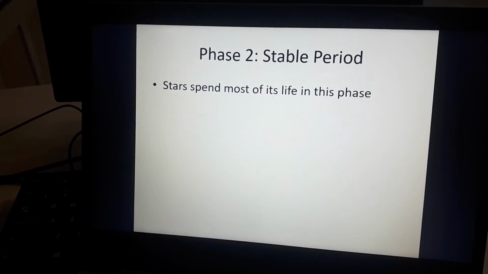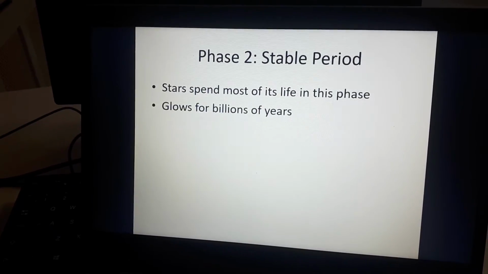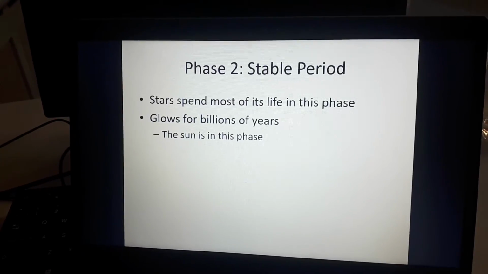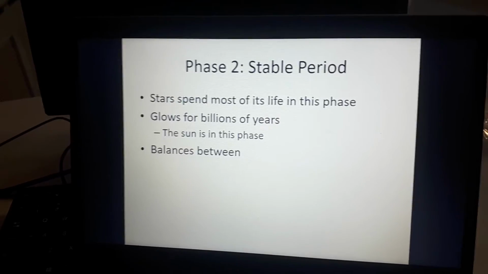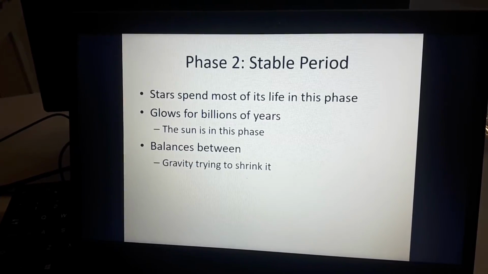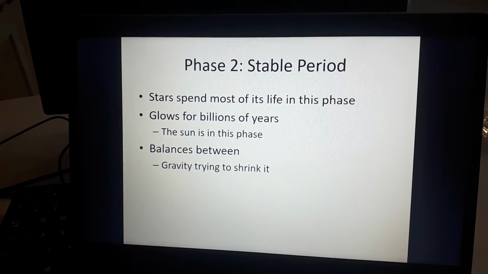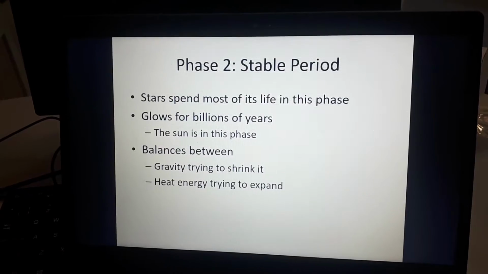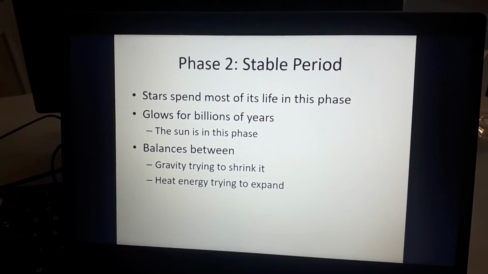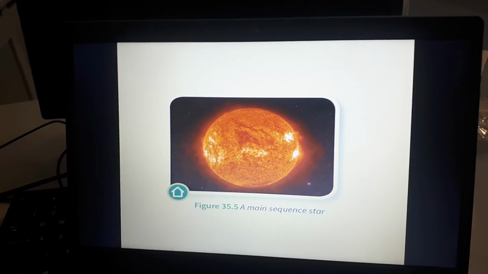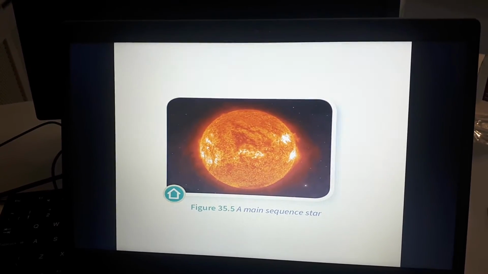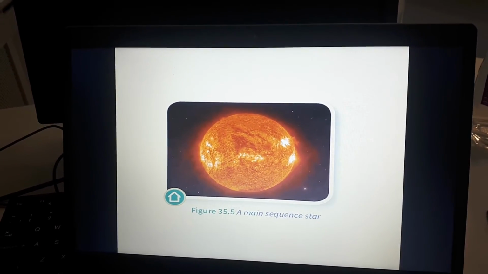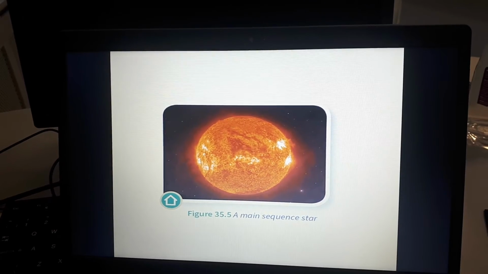In its stable period then, the star is going to spend most of its life in this phase, and it can glow for billions of years, which is the sun, okay? And the sun is in our stable period. And in the stable period, there's a balance between the gravity trying to make the star smaller or shrink it, and the heat energy trying to expand, and those equal each other out. So it's stable, maintaining its same size. And this is our sun, and it is our main sequence star. Okay, it's the sun and the star around which all our planets rotate and orbit, and we'll be coming to that later on in the chapter.